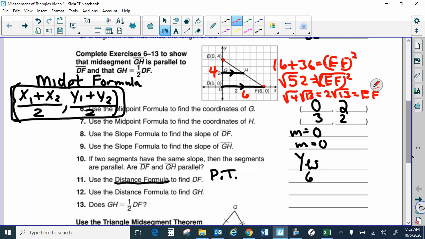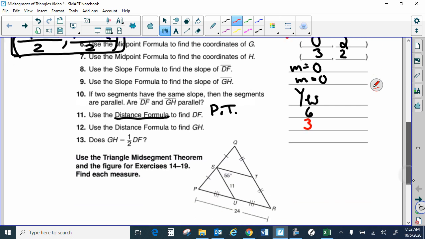So that's an example of Pythagorean theorem. Again, we've already been using that. And the distance from G to H, well, that's easy to count. 1, 2, 3. Okay, so we didn't have to use that formula at all.